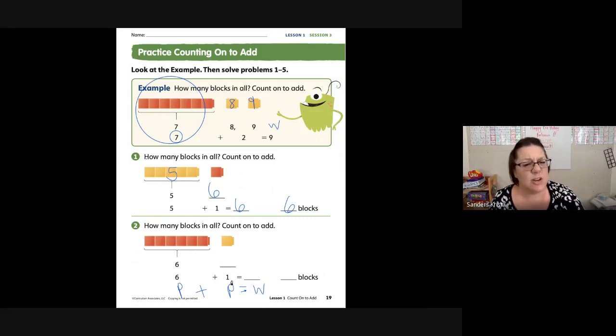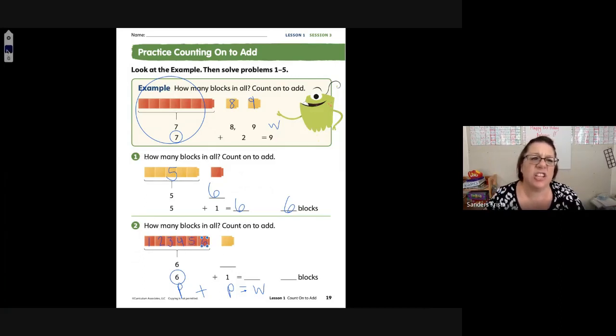6 and 1. Which number is greater, 6 or 1? 6 is a bigger number. That's why we have 6 blocks here. There's 1, 2, 3, 4, 5, 6.